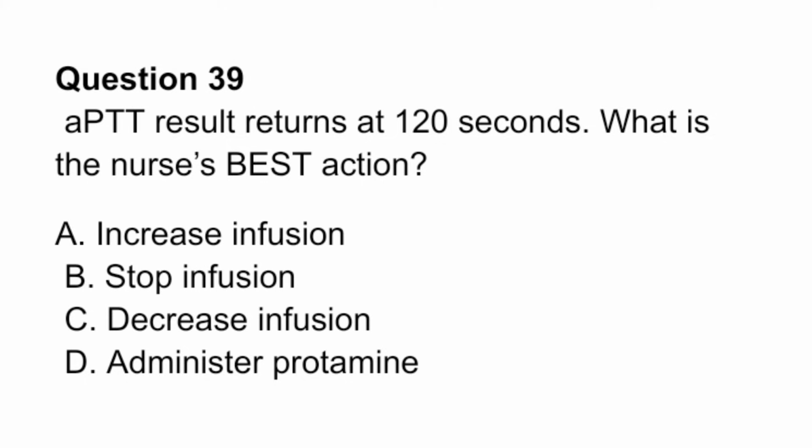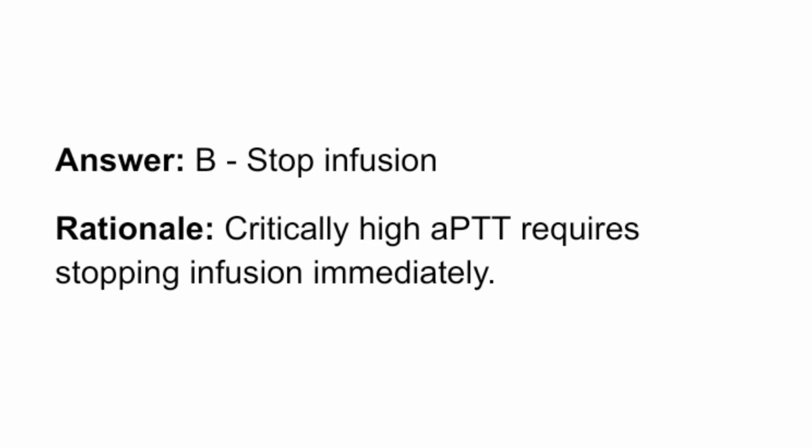Question 39. APTT result returns at 120 seconds. What is the nurse's best action? A. Increase infusion. B. Stop infusion. C. Decrease infusion. D. Administer protamine. Answer is B. Stop infusion. Rationale: critically high APTT requires stopping infusion immediately.